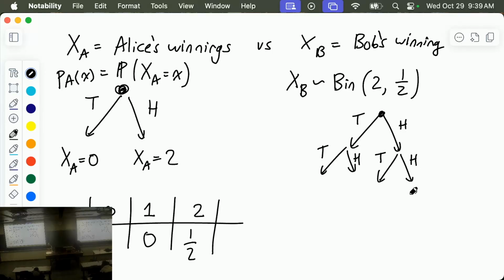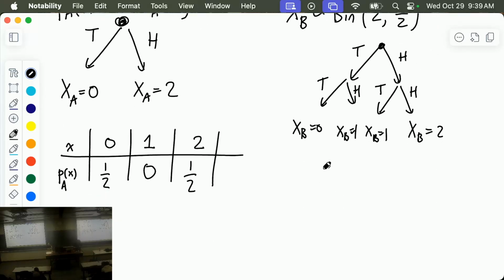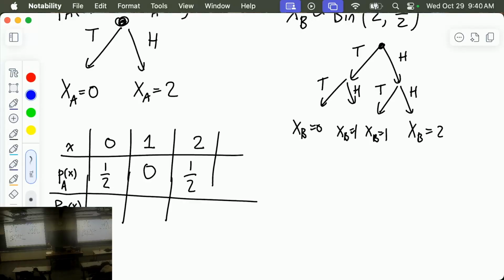If it's heads, heads, then Bob will win $2. If it's heads, tails, then Bob will win $1. If it's tails, heads, then Bob will win $1. And if it's tails, tails, then Bob will win $0. And so we can make this, again, this nice little chart. I'm going to put it on the same chart as Alice over here so that they are on the same footing. For Bob to win $0, it has to go tails, tails. So that is a quarter chance because the probabilities multiply here by the multiplication rule and independence.